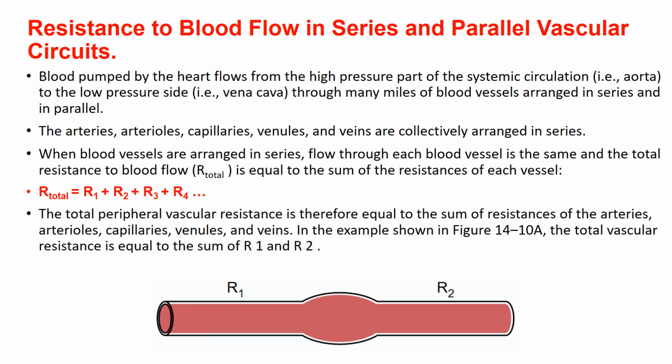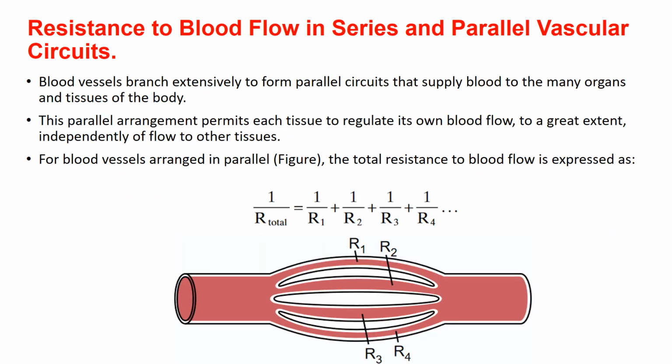Resistance to blood flow in series and parallel vascular circuits. Blood vessels branch extensively to form parallel circuits that supply blood to the many organs and tissues of the body. This parallel arrangement permits each tissue to regulate its own blood flow, to a great extent, independently of flow to other tissues. For blood vessels arranged in parallel, the total resistance to blood flow is expressed as 1 per R total equals 1 per R1 plus 1 per R2 plus 1 per R3 plus 1 per R4.